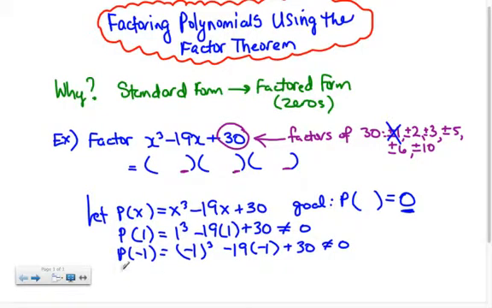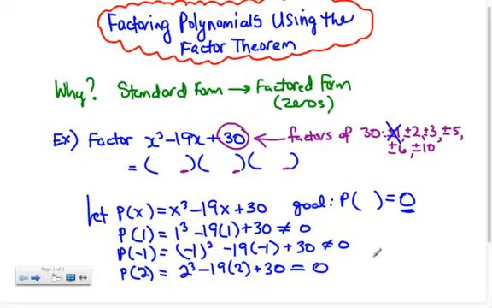Okay, so let's try 2. So I'm going to plug in 2. So that's going to give me 2 cubed minus 19 times 2 plus 30. And if you do the math on that, you're going to get 8 minus 19 times 2 plus 30, and you are going to get a value of 0.